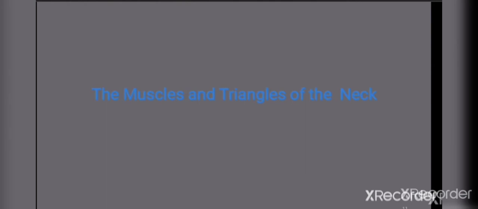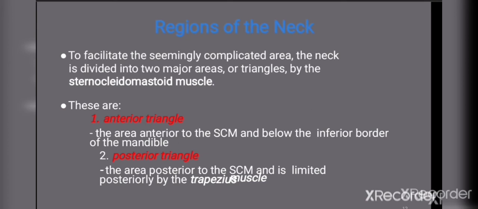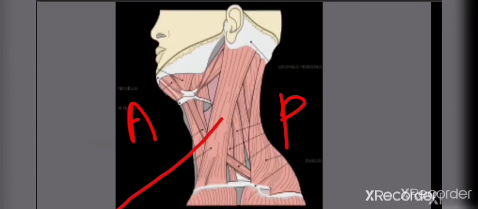Now the muscles and the triangles of the neck. To facilitate study of this seemingly complicated area, the neck is divided into two major triangles, the anterior triangle and the posterior triangle, with the help of a muscle known as the sternocleidomastoid muscle. The area lying anterior to the sternocleidomastoid muscle and inferior to the inferior border of the mandible is known as the anterior triangle, and the area lying posterior to the sternocleidomastoid is known as the posterior triangle. So here we have the sternocleidomastoid muscle. The area in front of it is the anterior triangle, and the area behind is the posterior triangle.